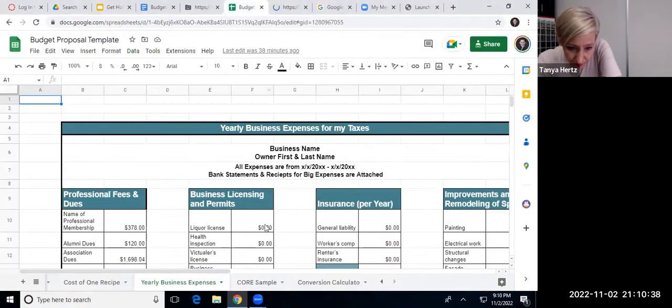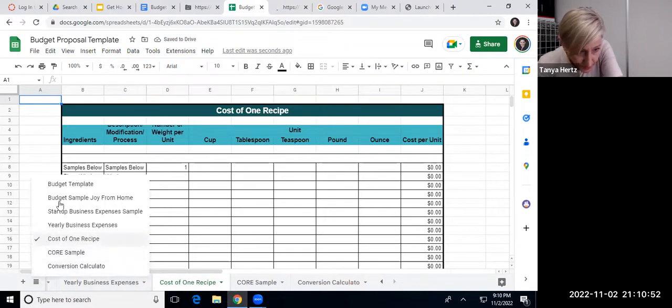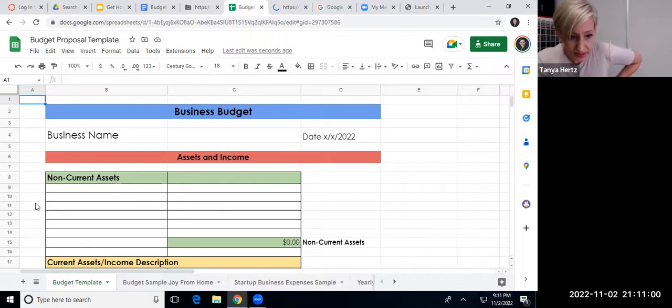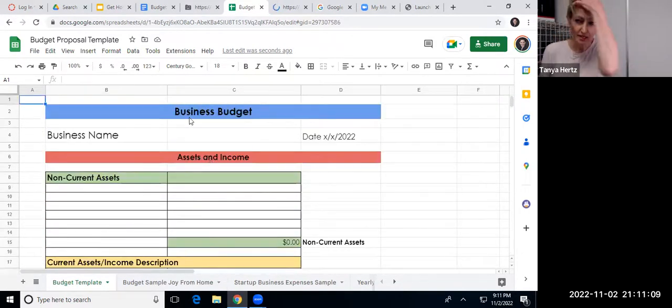And while that one's opening, I'll show you some of these tabs at the bottom, because I think you might need to know what they mean. There are several tabs here on the bottom. If you click on these little lines over here, you can see all of the different sheets. The one that you're going to be editing is the one that says budget template. That's your business budget. That's what we're going to use to determine exactly how much money it's going to take for you to either, number one, start your business, or number two, grow your business in some way.